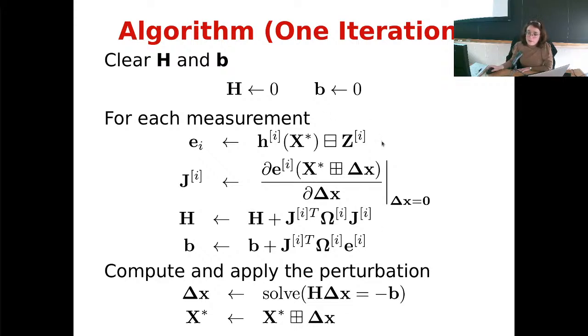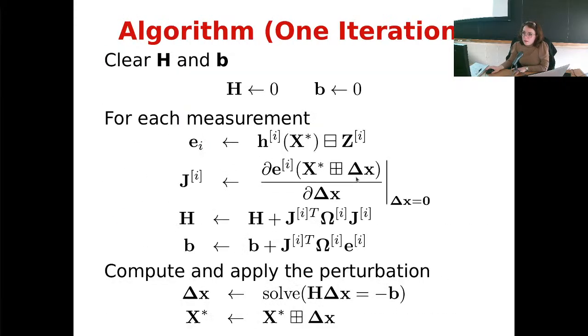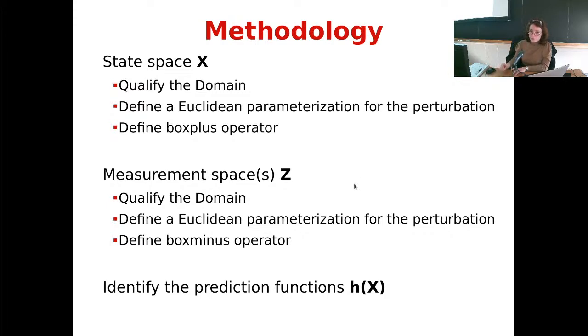Okay, this is all things that you already know, but if there are any questions, feel free to ask. And if there are not, then I can move to our specific problem again. So, let's talk about the methodology.